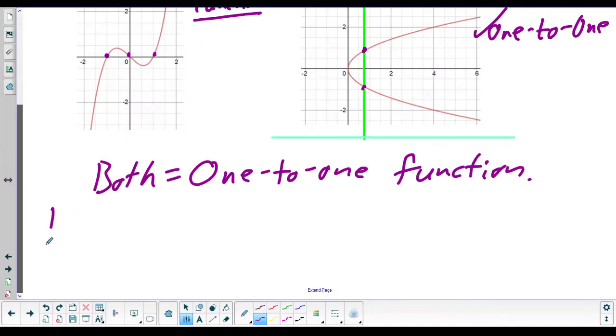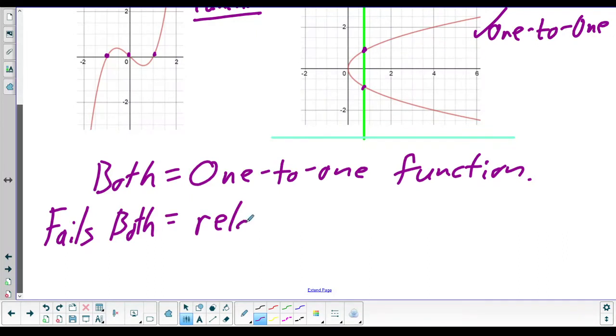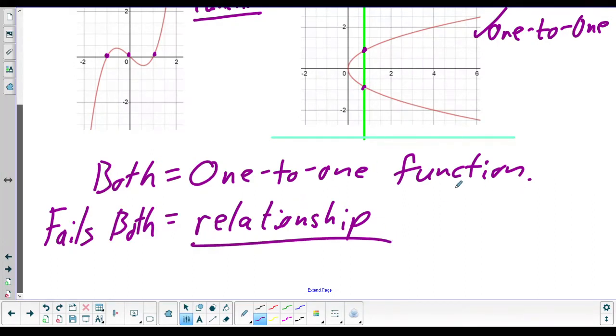And if it fails both, so that it's neither, we would say that it's just a relationship. Hold on. Spelling. Whoops, forward one. Relationship. There we go. I got a little ahead of myself. I missed the "tion" part in the middle. So this is only a relationship. It's not a function. It's not one-to-one. It's just some weird equation that someone found laying around.